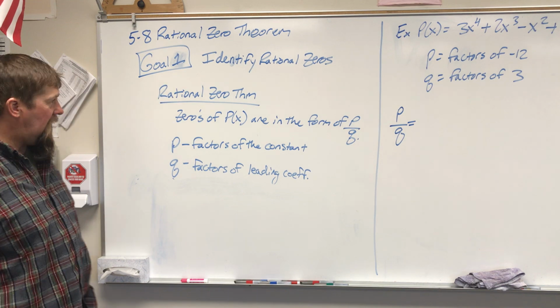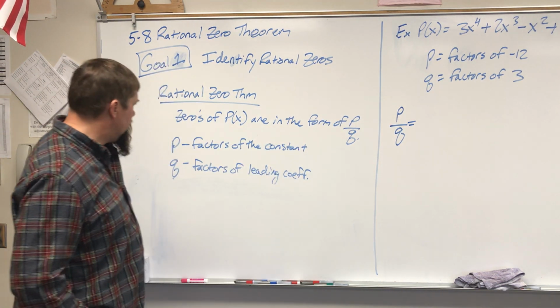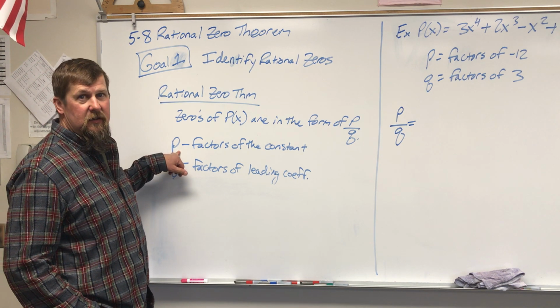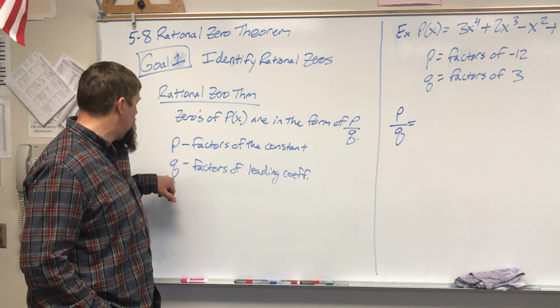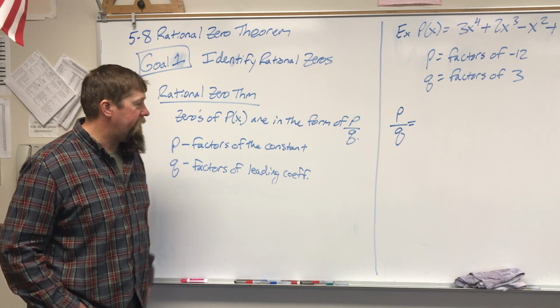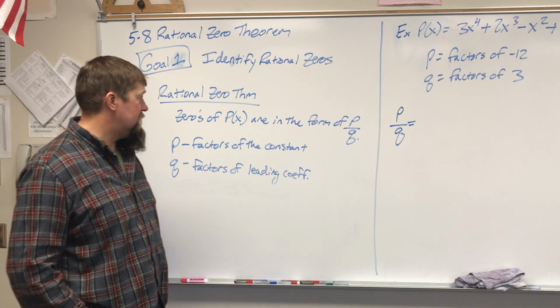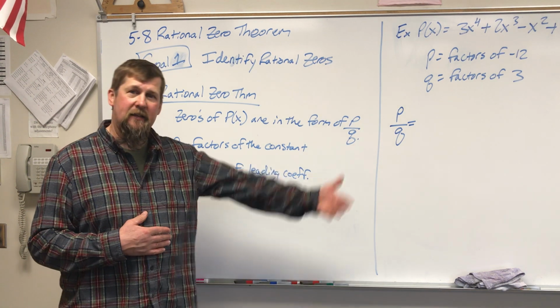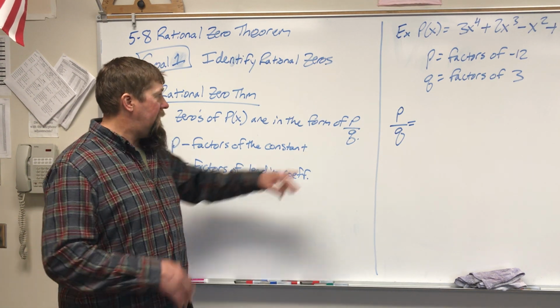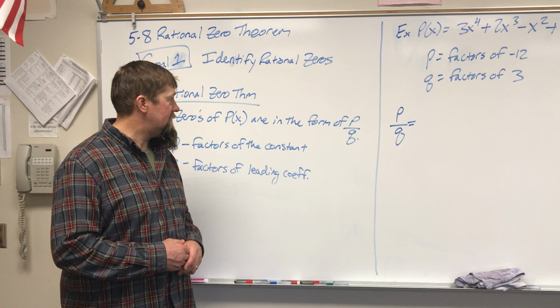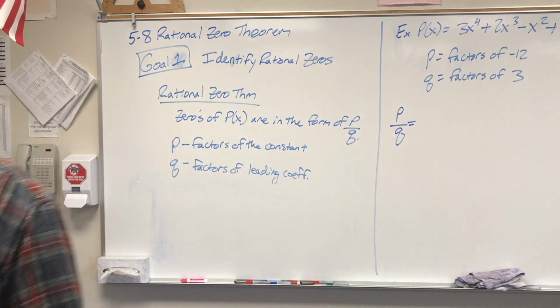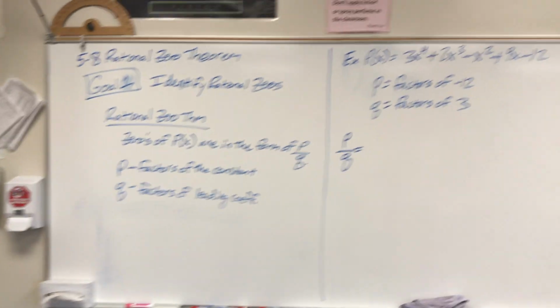P, the top number, is a factor, or all the p's are factors of the constant of the polynomial. The q are all the factors of the leading coefficient. Okay, so whatever your polynomial is, the constant, the last number, are the factors of p, and the first number, the leading coefficient, are the factors of q. So let me show you how that works.